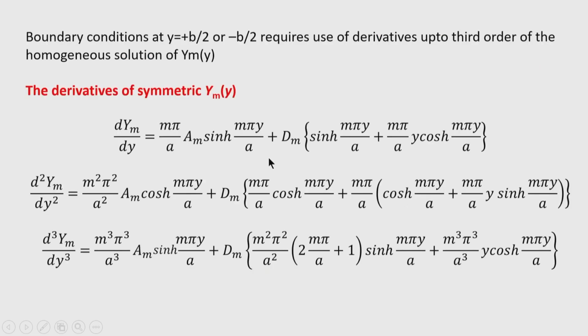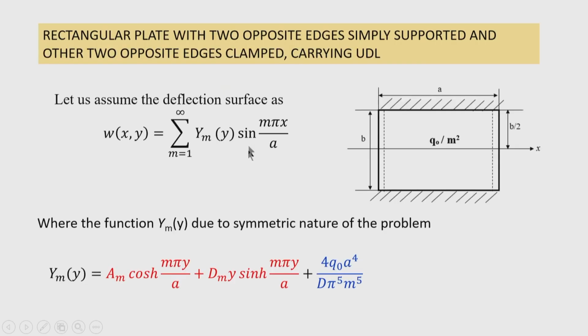So, at y equal to plus b by 2 and minus b by 2, the boundary condition requires the function itself and its derivative up to third order maximum, because when we relate shear, that third order derivative is required. So, in these three equations I have given you the derivatives of the function, because derivatives can be easily computed from the function Y m(y).